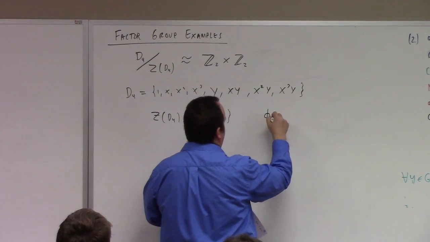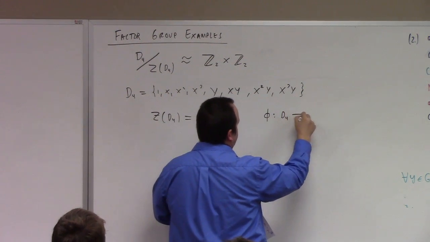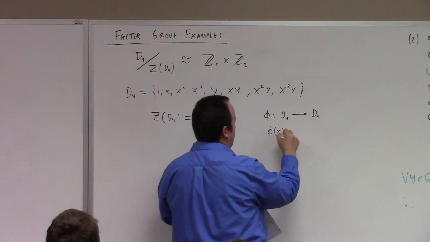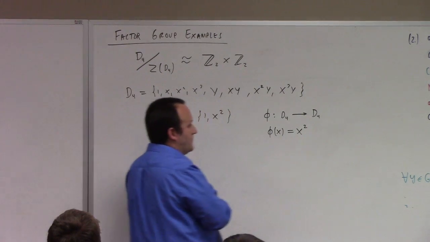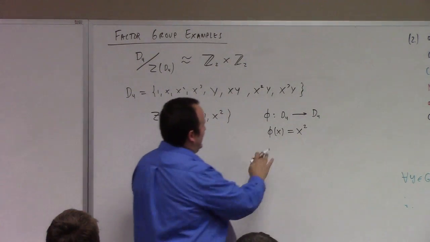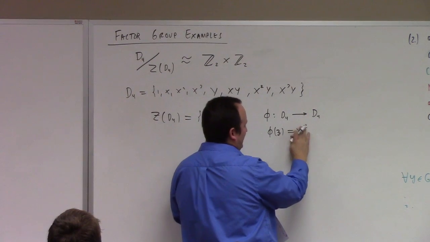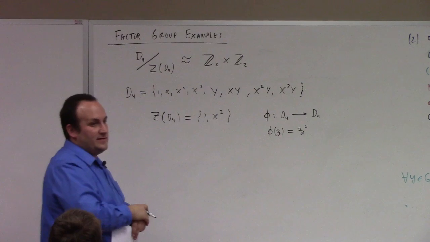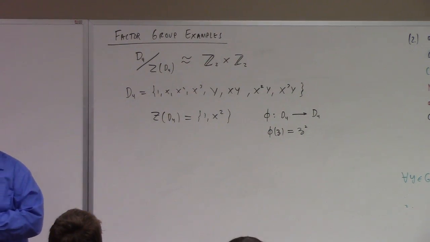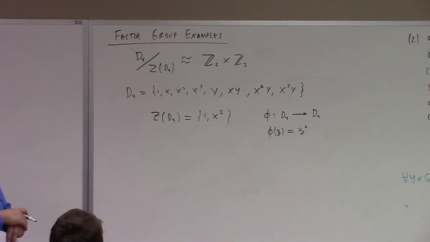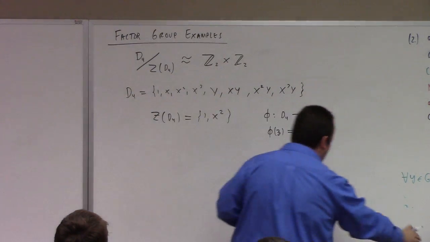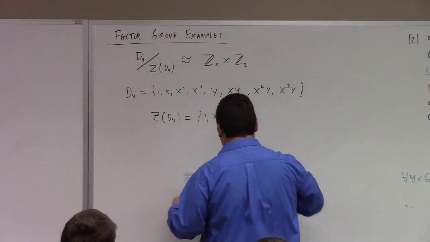How would I do it? Just let phi from D4 to D4 be defined by what? How about this? Phi of x equals x squared. I don't mean x, z. Sorry, x means something here, right? So I can't use it as a variable. What's the kernel of that map? Oh, that's everything. I'm sorry, that's not what I want. Why am I doing this? I don't want to do this. I'm an idiot. Sorry, follow my notes.